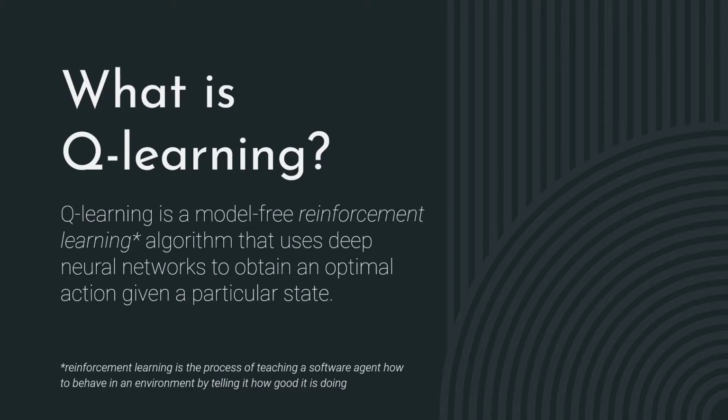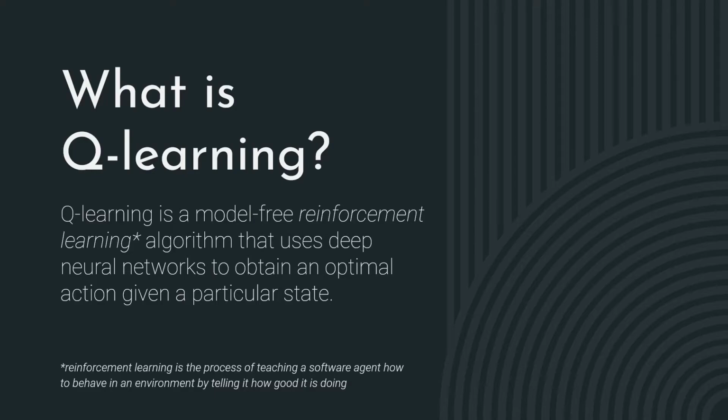So first of all, what does reinforcement learning mean? Reinforcement learning is just a process that involves teaching a software how to behave in an environment by telling it how good it is doing. For example, let's say you want to teach a dog how to do a new trick. Well, you can do this by giving it a treat every time it does a trick correctly. You can do this in a similar way with software. You can reward the software every time it does something good, and you can penalize the software every time it does something bad. And that's basically what reinforcement learning is.